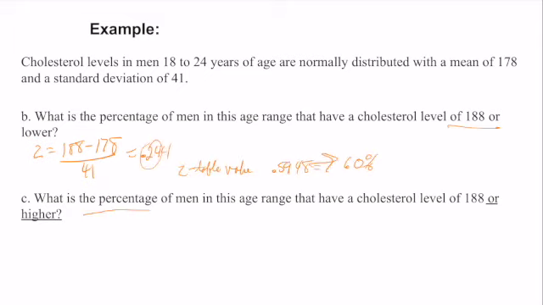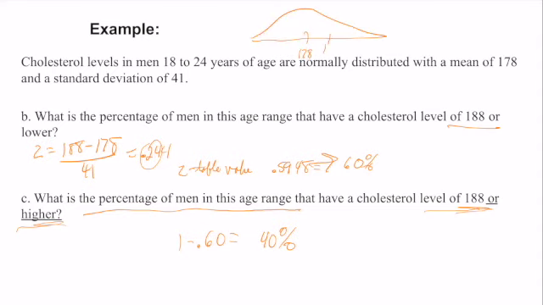Now, I want to know what percentage of men in this age range have a cholesterol level of 188 or higher. Well, I'm going to go ahead and take 1 minus 60, and that gives me 40%. So 40% have a level higher. Why does this work? Here's my mean. Here's 188. I know that the area over here was 0.5948, which I rounded to 0.60. So the area over here has to be 0.41 because the area under a normal curve has to equal 1. It's so nice.